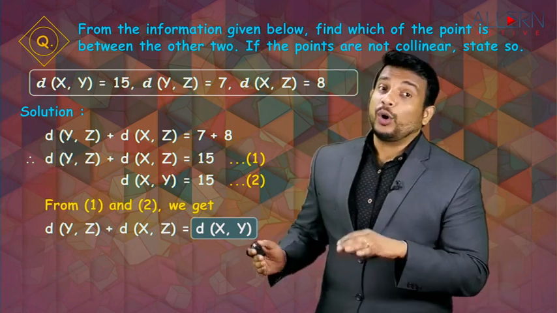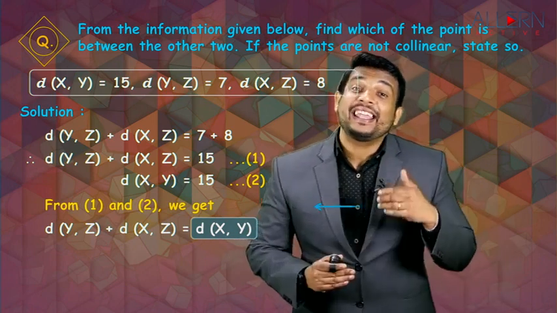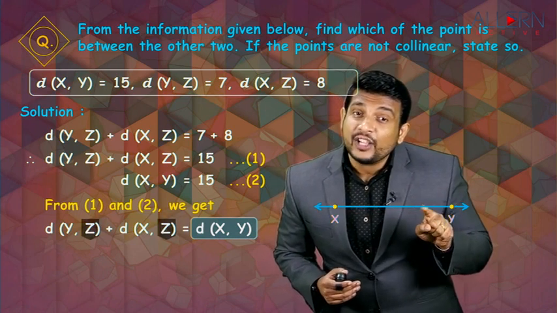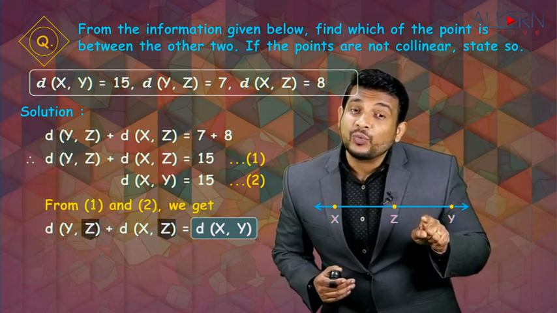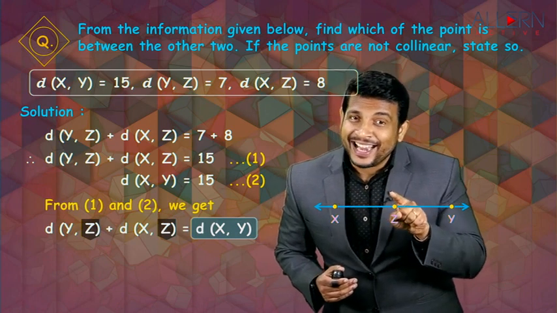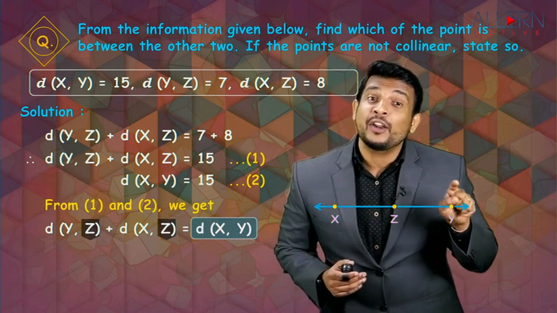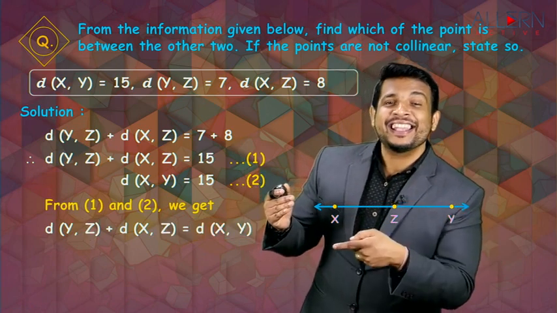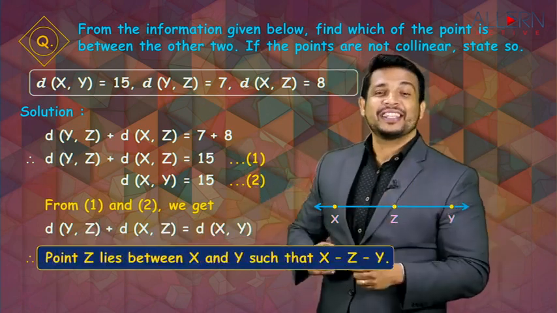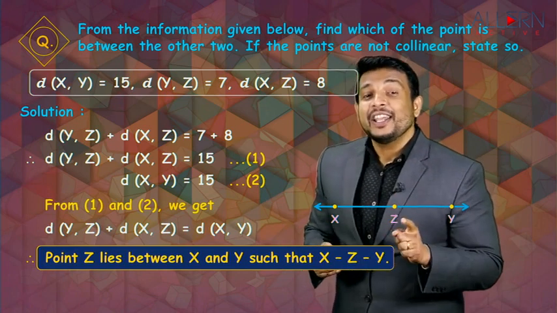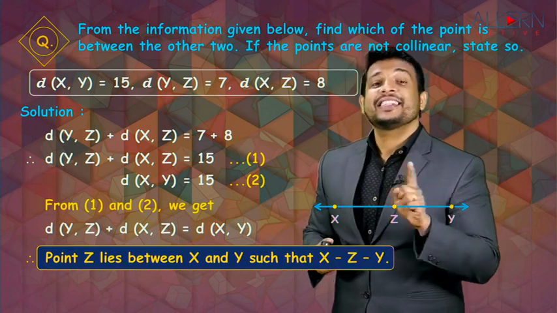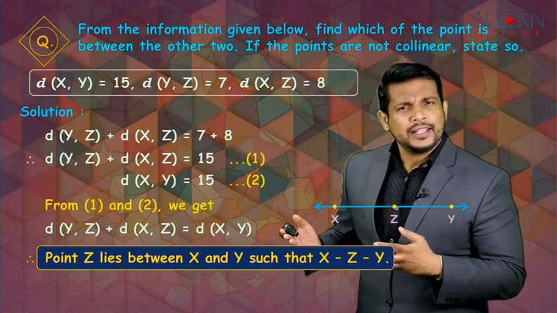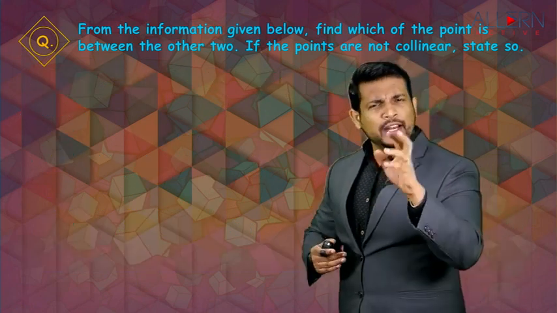That's the way. If you want to understand the same condition diagrammatically, it goes like this. X and y, they are the end points and z is between them. That is why we get distance between x and z plus distance between z and y is equal to distance between x and y. Hence we say that there is betweenness. And what is the betweenness? Z is between x and y such that x dash z dash y. That's how we write. Easy. Very easy, right? Let's look at another sum.